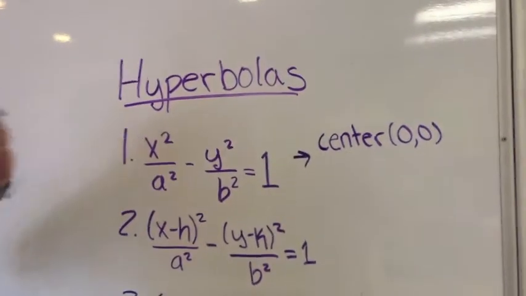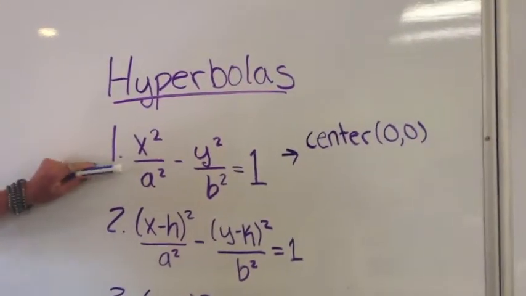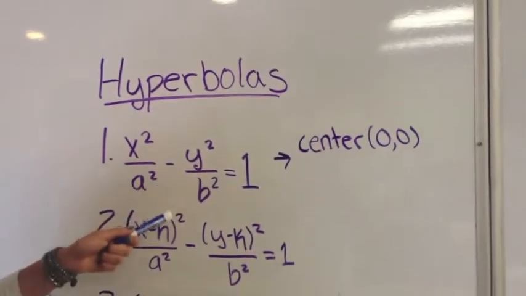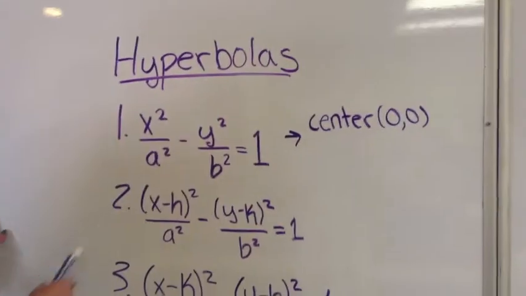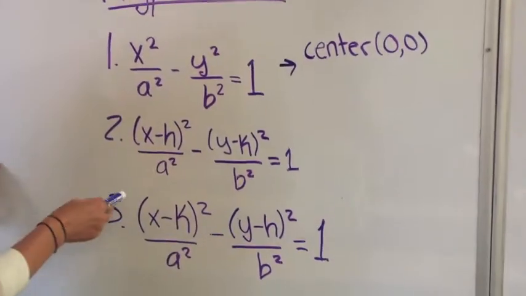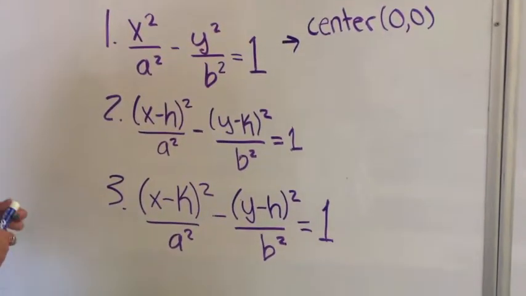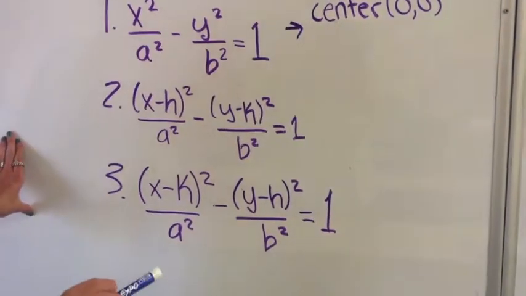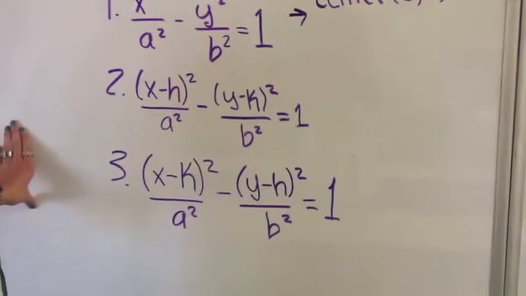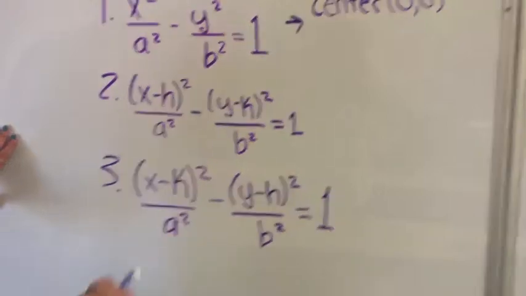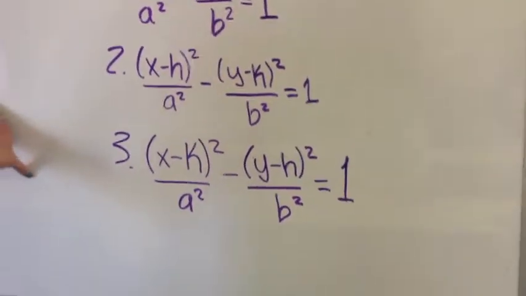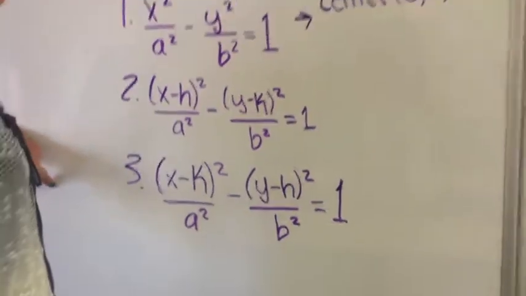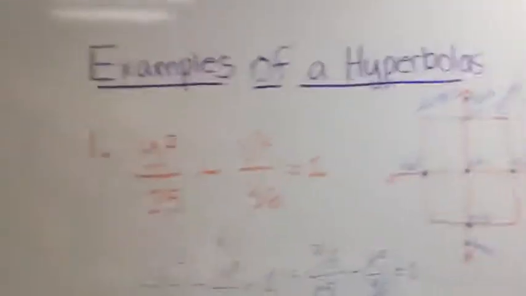There are 3 equations for hyperbolas. One is x squared over a squared minus y squared over b squared equals 1. For this equation, the center would be 0, 0. And for number 2, the equation is x minus h squared over a squared minus y minus k squared over b squared equals 1. And lastly, x minus k squared over a squared minus y minus h squared over b squared equals 1. Some examples of hyperbolas is this one.